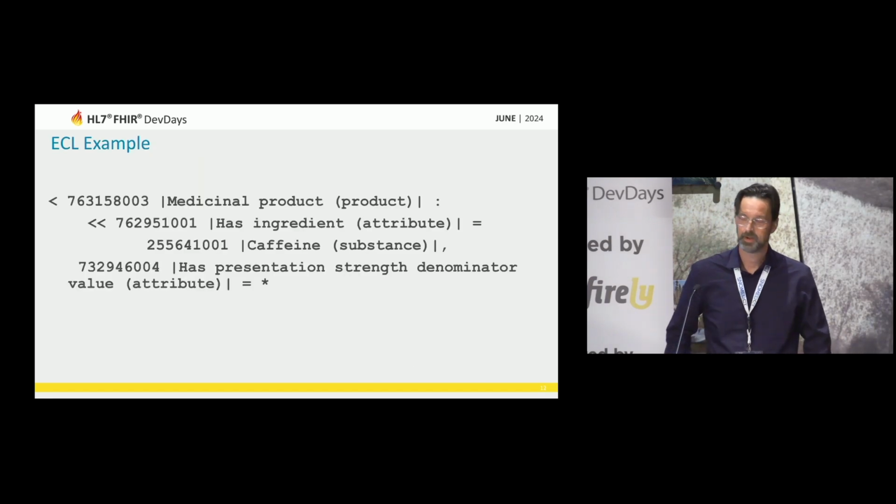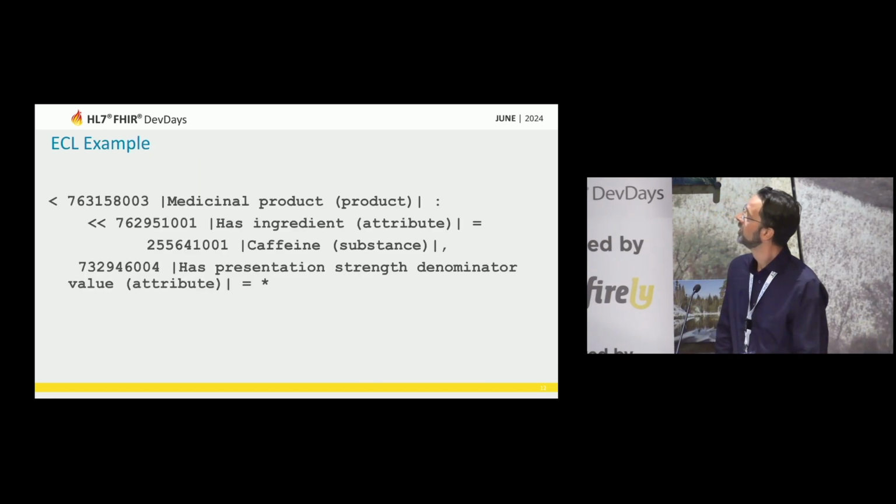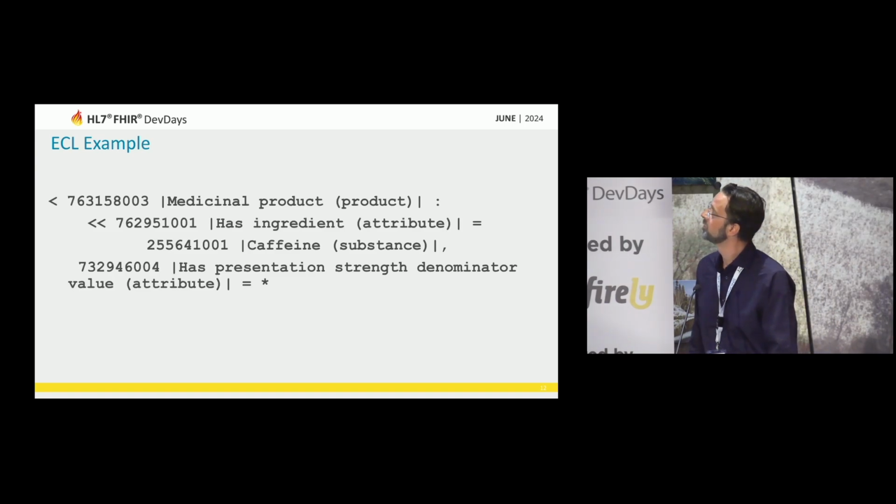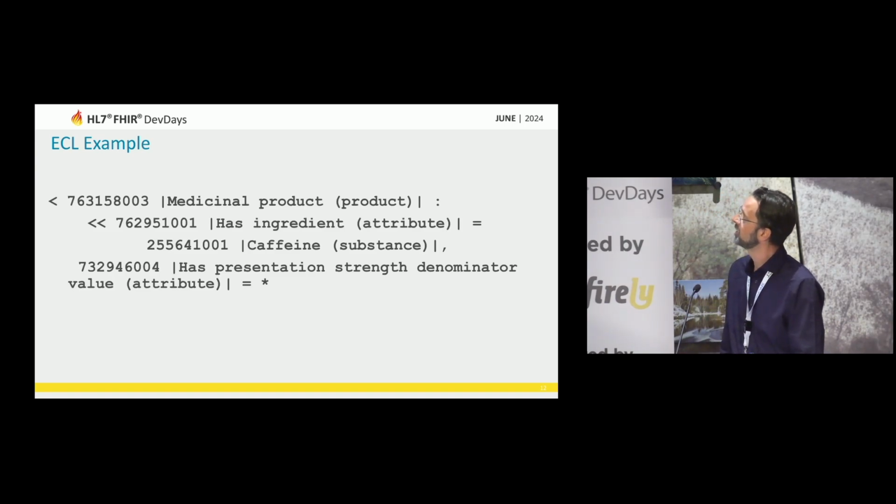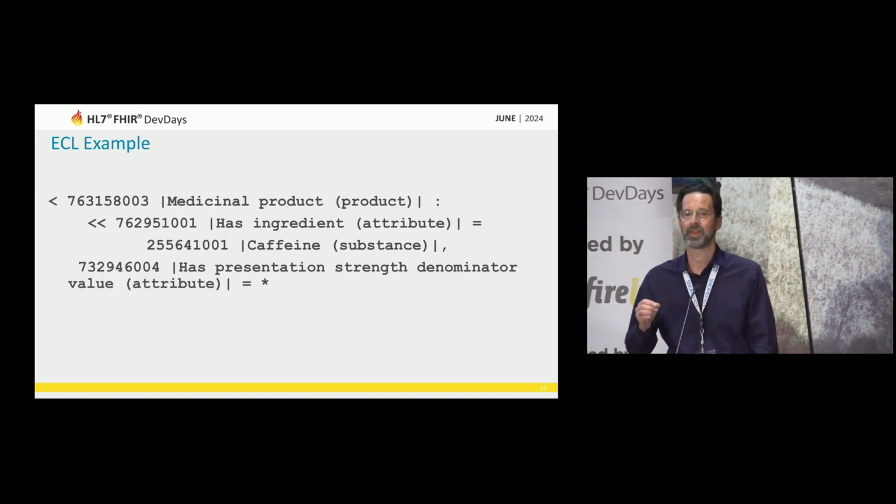Right. Here is an example of some ECL. And what I've said here is ECL is really the equivalent of SQL. It allows us to make a selection based on a set of criteria. So here I'm saying I would like all descendants of medicinal product that have some sort of has ingredient attribute type, and I want that to be equal to caffeine. And I've said that I want a presentation strength because I want a drug that I can actually prescribe and not some abstract grouper.